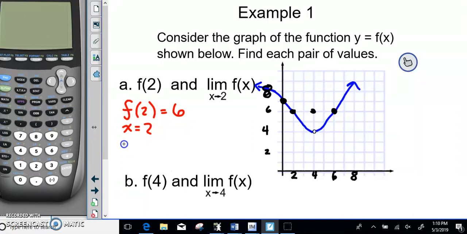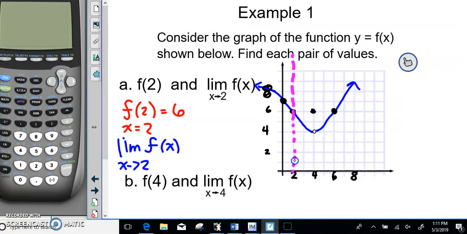Okay, now for this next portion, the limit, let me change the colors here. The limit is actually going to take a look at what's happening around the actual x value of 2. So what is this value going to? What is y going to as x approaches 2? So on your graph here, you know x equals 2 is right here.